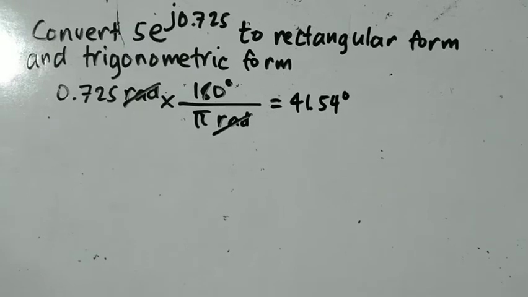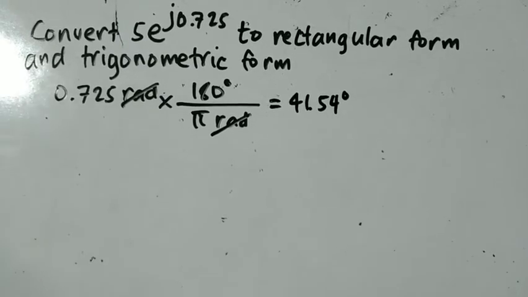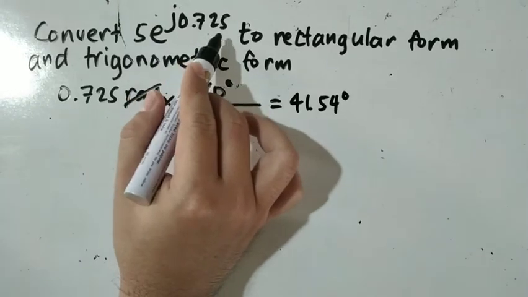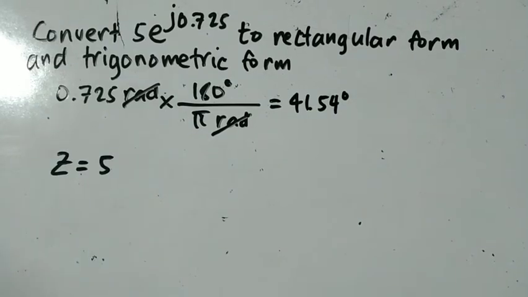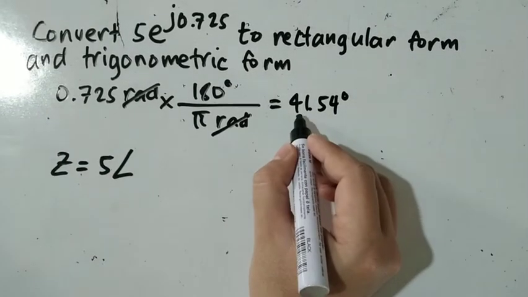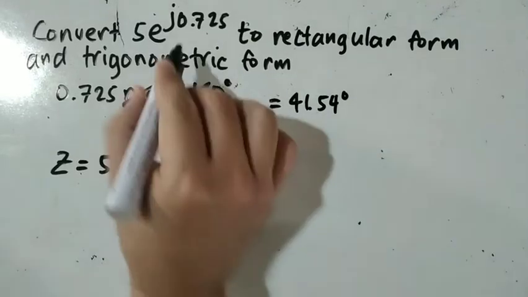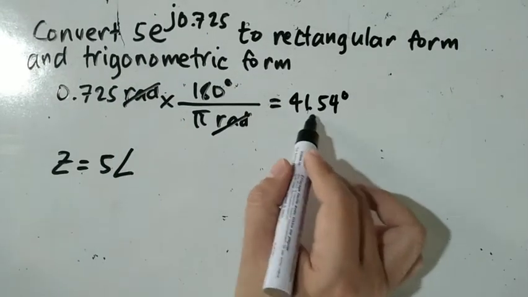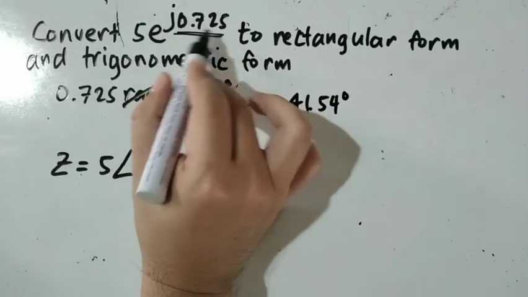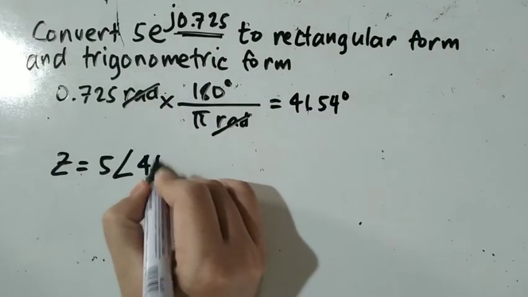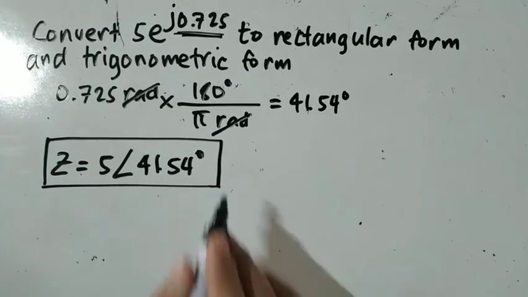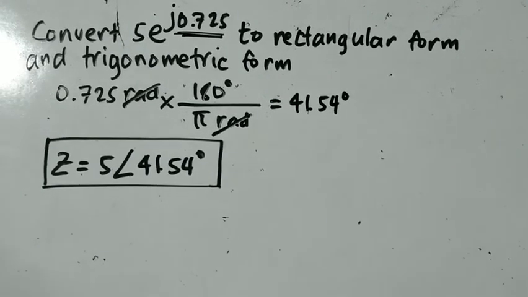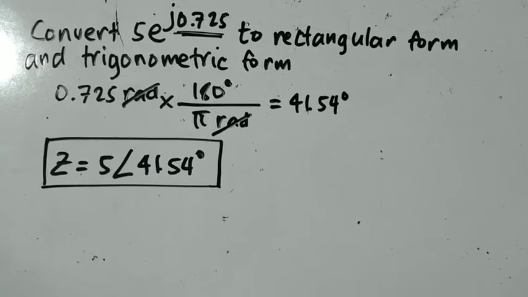Now we have already obtained the polar form of the complex number 5e j 0.725 because we simply copy the magnitude 5, and then we use for our argument or displacement the angle, the degree form of the argument in exponential form. So that is 41.54 degrees. So this is now the complex number in trigonometric form. Now how do we convert trigonometric form of complex number into its rectangular form equivalent?